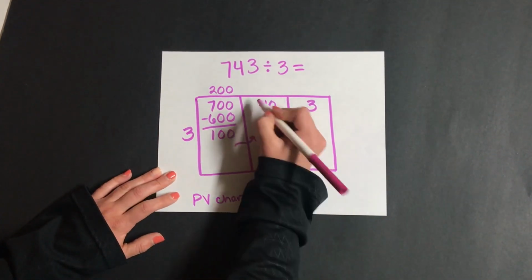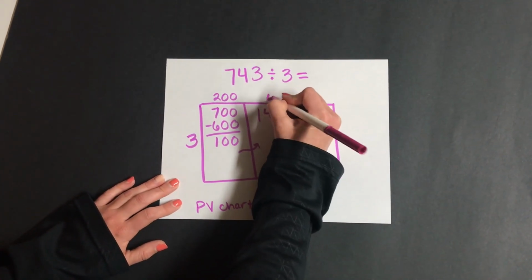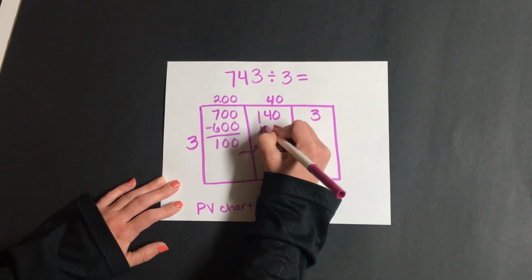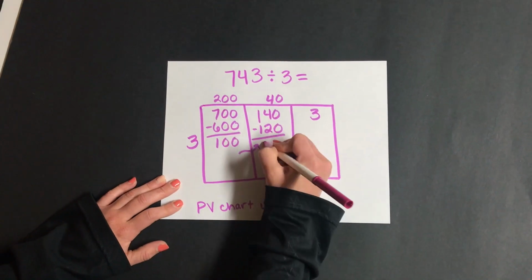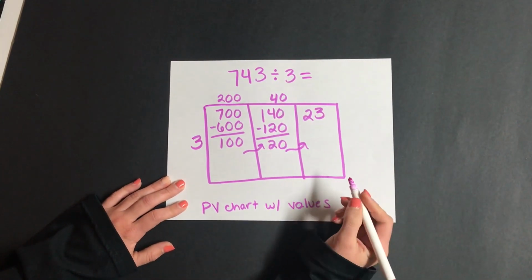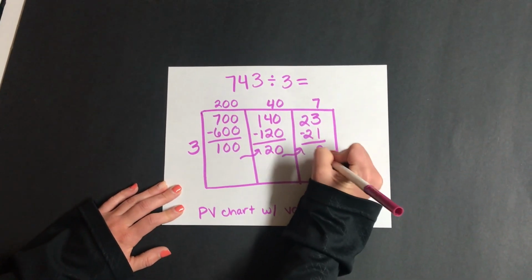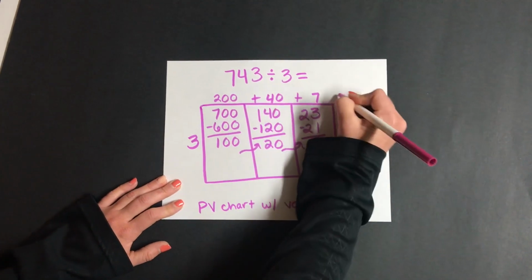I'm just gonna move over here. So that'll make that be 140. I know that I'll be able to make 40 groups, which will give me 120. Subtract that out. That'll go over to the ones place. And then the closest I can get to 23 is times 7, which is 21. That leaves me with 2 left.